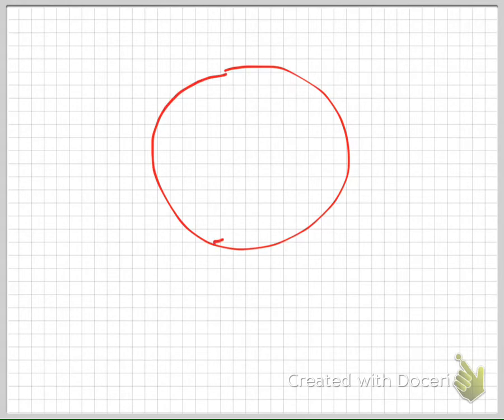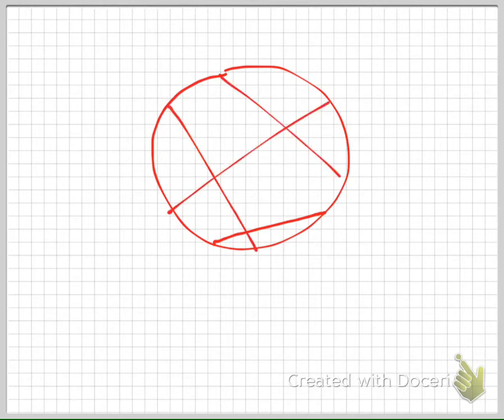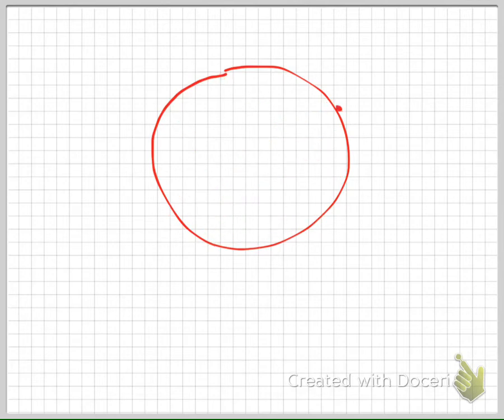A chord is any line segment that goes from one side of the circle to another side. That's a chord, that's a chord, that's a chord, that's a chord, that's a chord, right? All those are chords. Goes from any side to the other side. Can be going from here to here, whatever. Okay, those are chords, right? Chords.